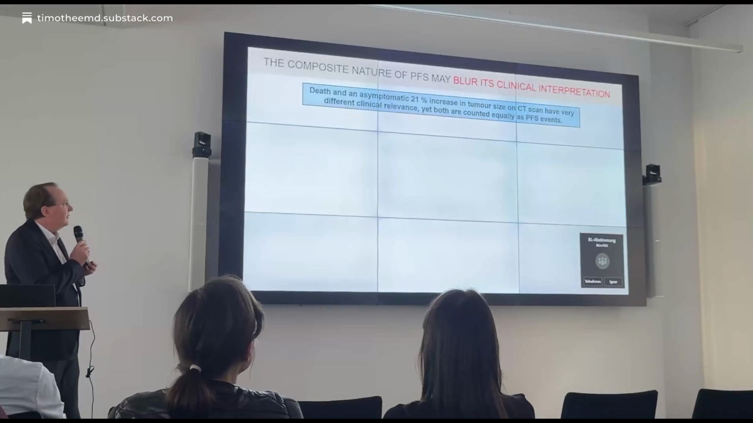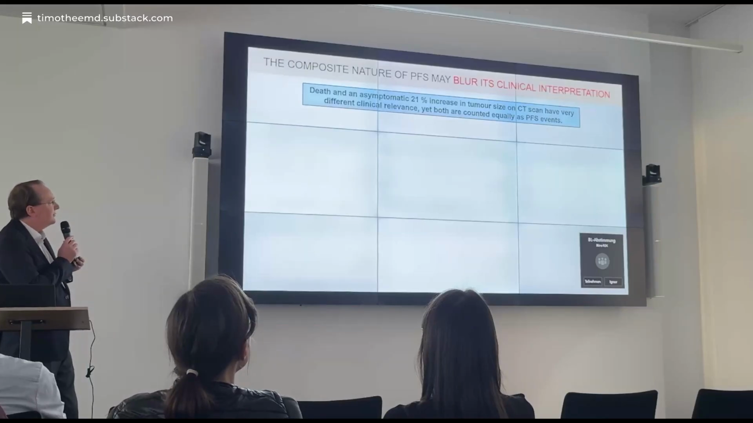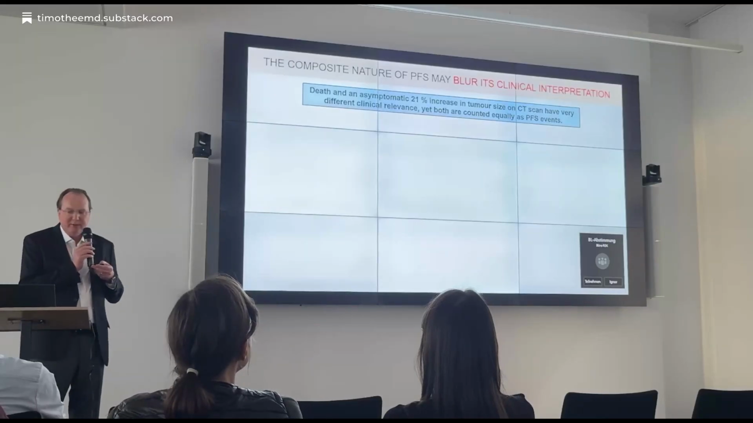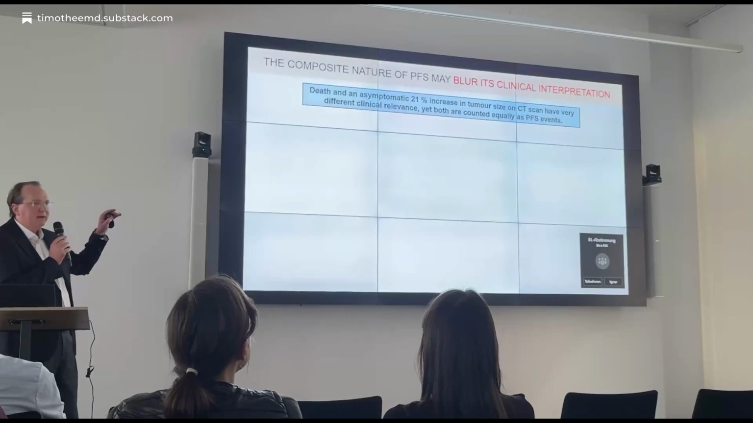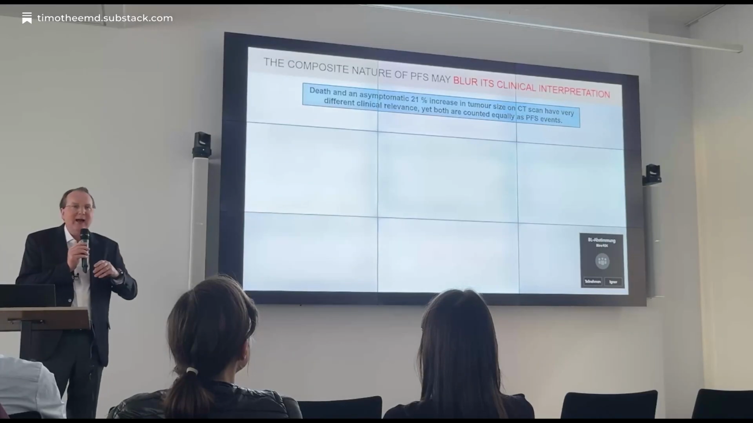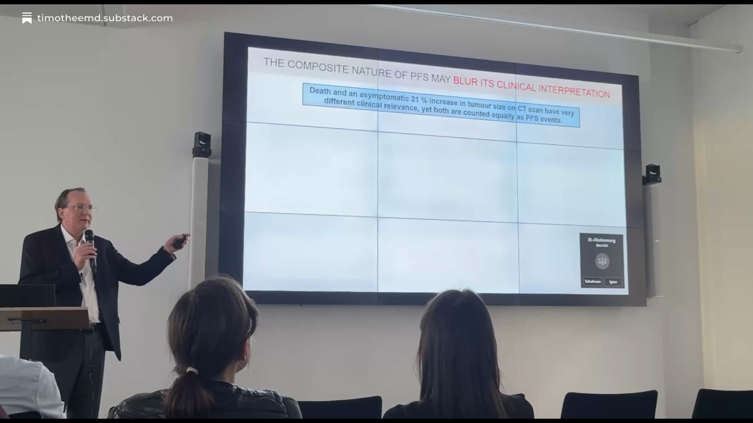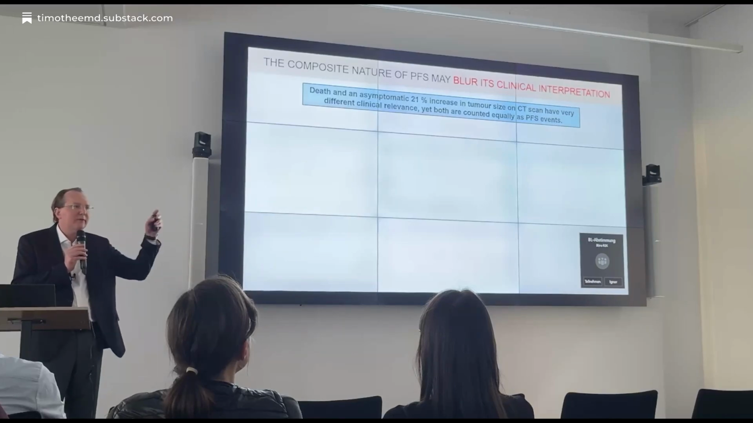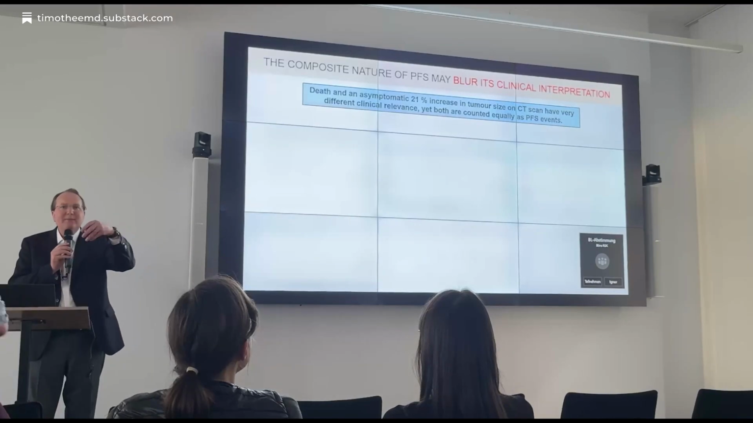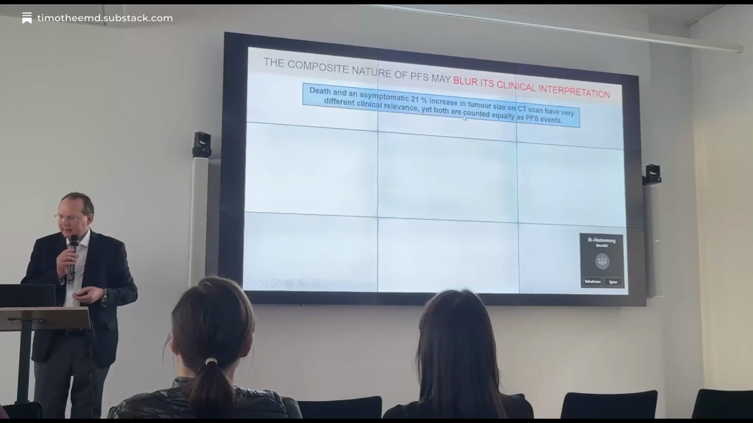To me, the issue is that the composite nature of PFS may blur its clinical interpretation. If you think about it, death and an asymptomatic 20% increase on a CT scan have very different clinical relevance for a patient. And yet they are both equally accounted for in the Kaplan-Meier curve. When you see the steps, you don't know if it's death, if it's an asymptomatic progression, or something else.